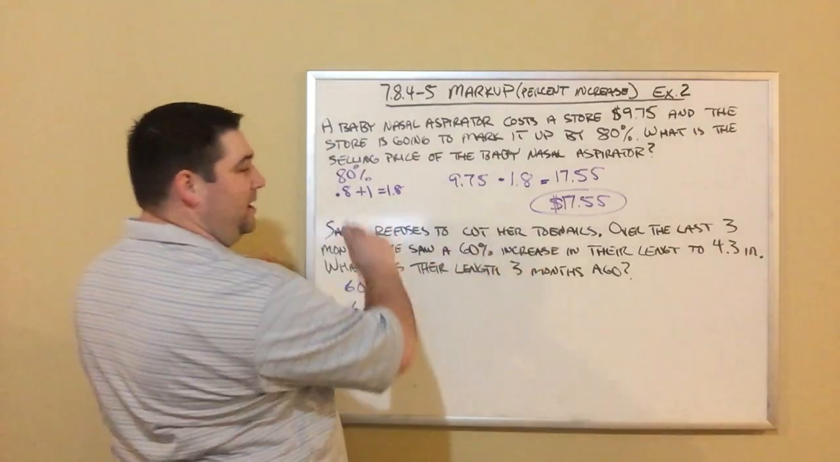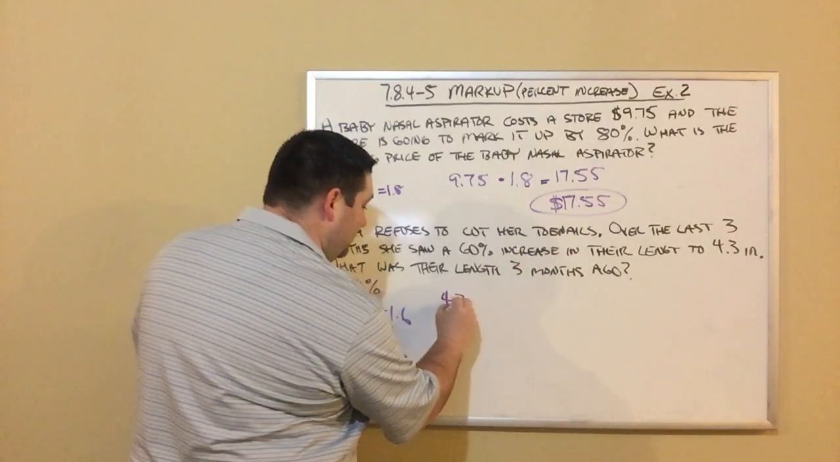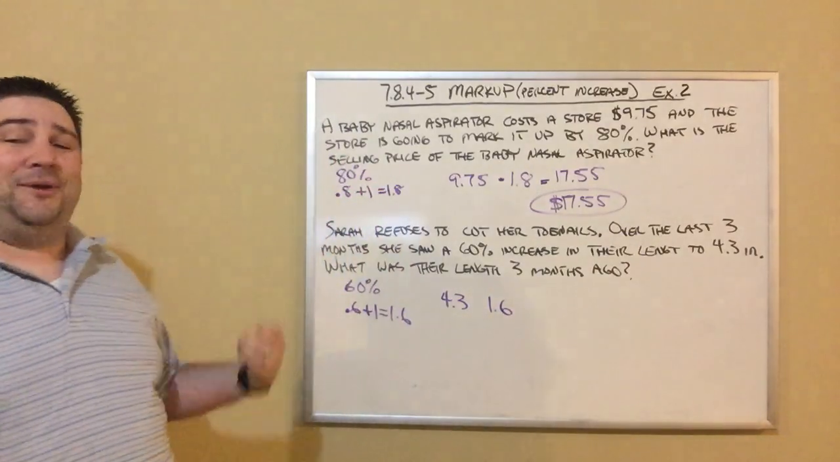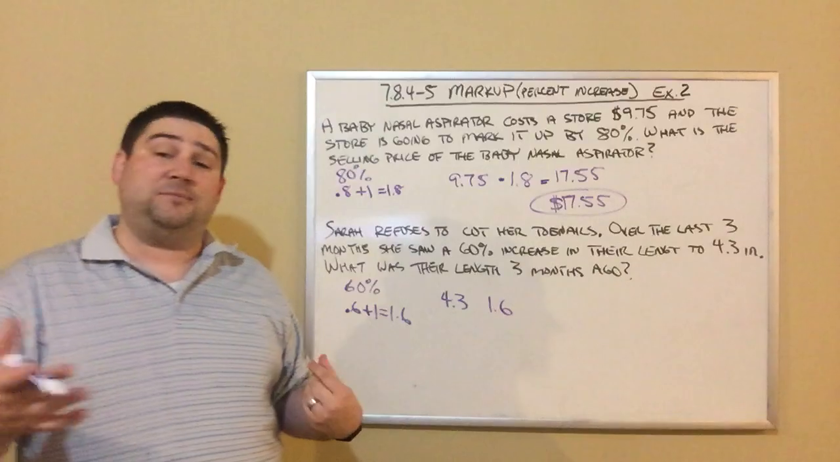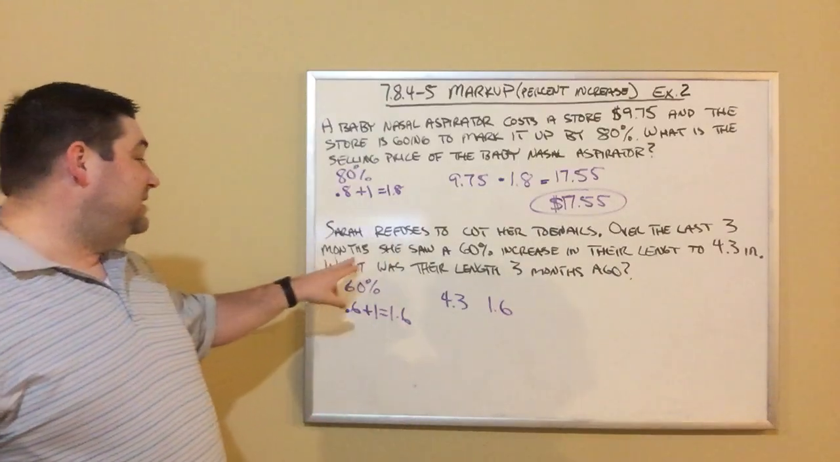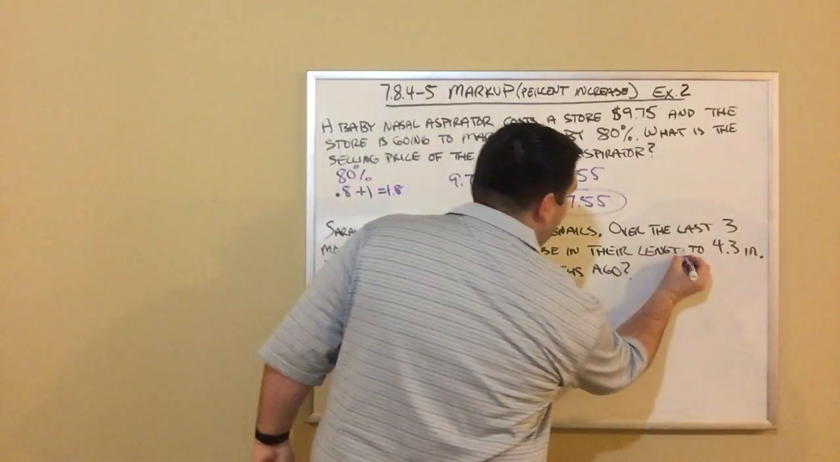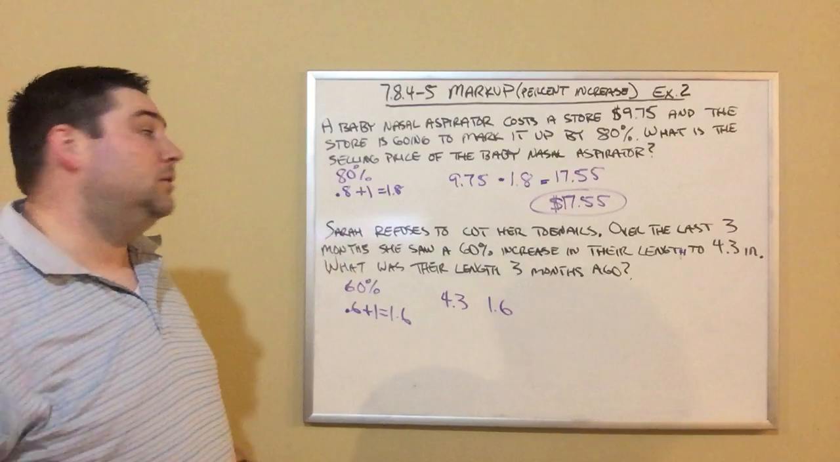So now I'm going to find my info. I know that right now her toenails are 4.3 inches long, and I take my 1.6, and I got to decide, do I multiply or divide? Has the percent increase already happened, or am I doing the percent increase? Well, it says she saw a 60% increase in their length. I spelled length wrong in my problem. Intentional mistake. I caught it, though.